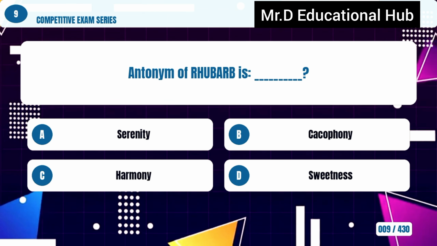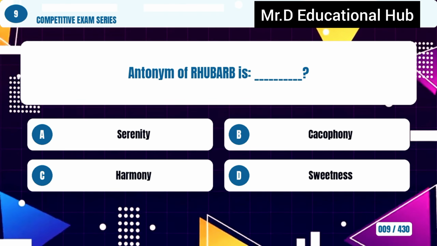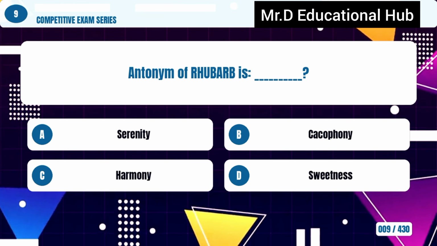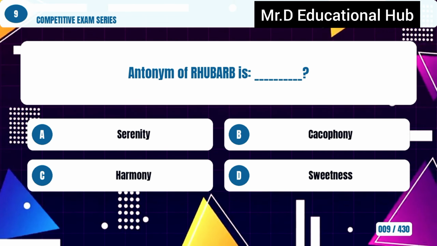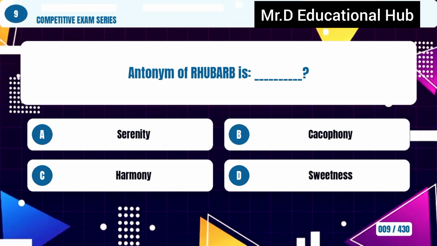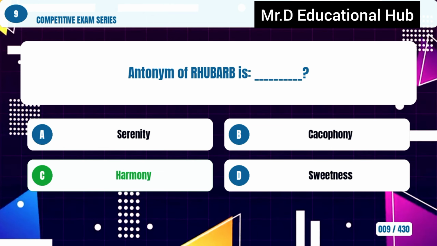Question: antonym of rhubarb is blank. Option A, serenity. Option B, cacophony. Option C, harmony. Option D, sweetness. Correct answer is option C.